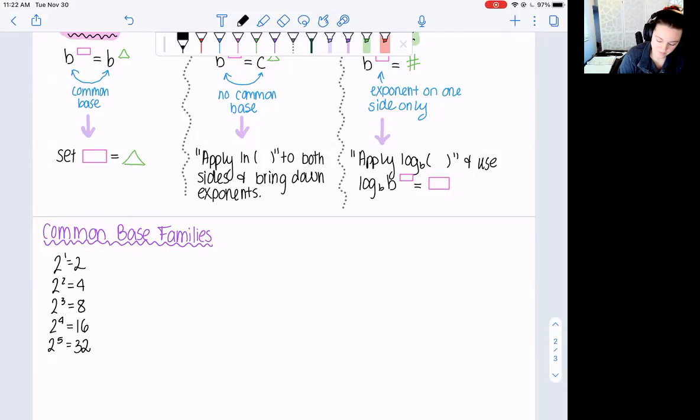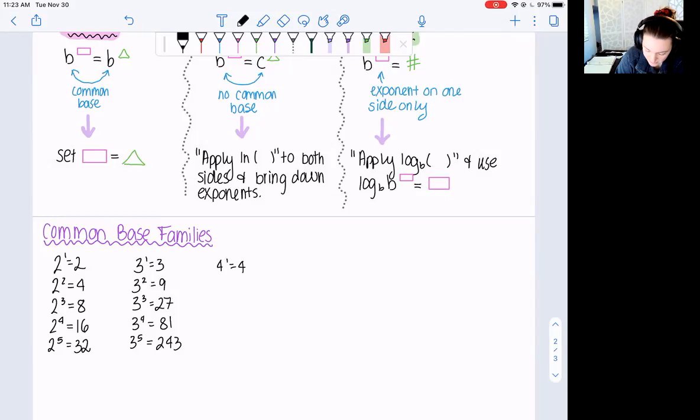That's the 2 family. For the 3s, 3 to the first power is 3. 3 to the second power is 9. 3 to the third power is 27. And let's see, 3 to the fourth power is 81. 3 to the fifth power is 243. Don't worry, it's not going to be this extensive for each of them. Really, you see the 2 family, the 3 family, the 4 family, and the 5 family a lot.